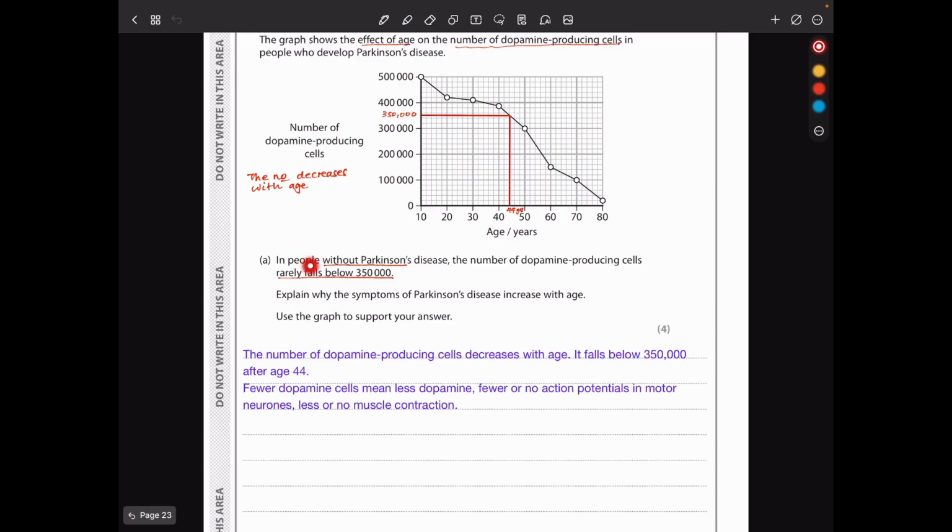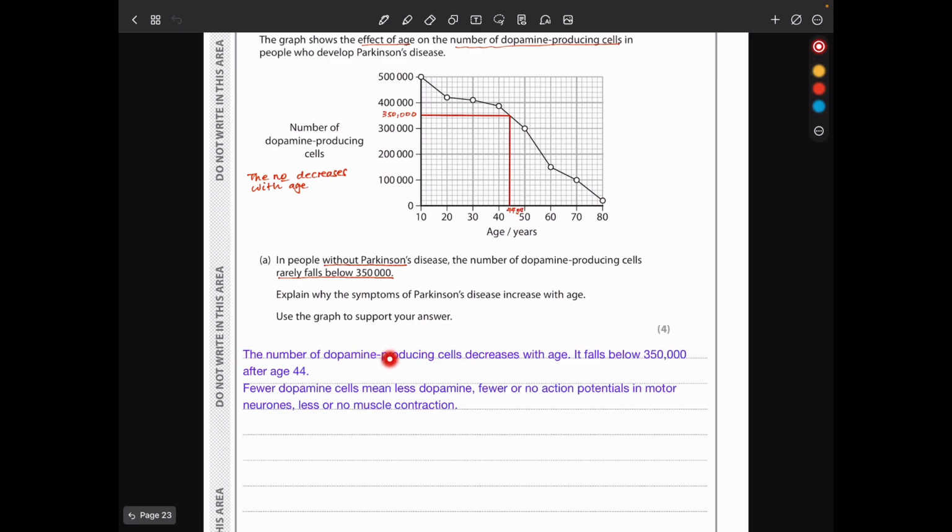In part A, they say in people without Parkinson's disease, the number of dopamine producing cells rarely fall below 350,000. Explain why the symptoms of Parkinson's disease increase with age. Use the graph to support your answer. As age increases, the dopamine producing cells are going to die, and for example, at 44, this is where we have the 350,000, so this is the age limit with which we have that value, meaning people older than that have a high chance of losing more dopamine producing cells and therefore getting Parkinson's.